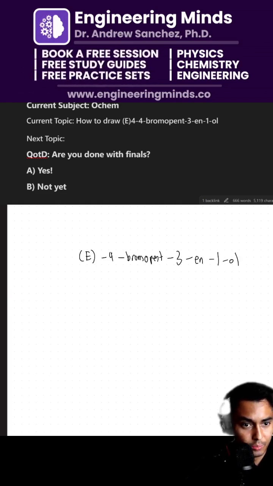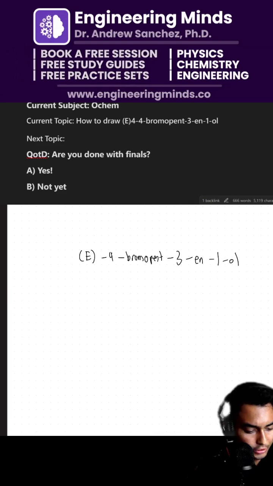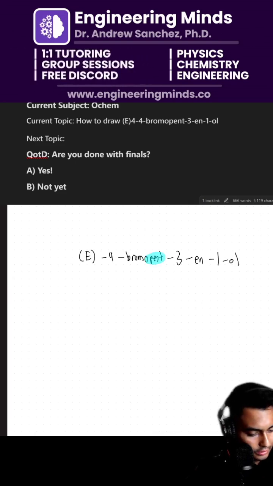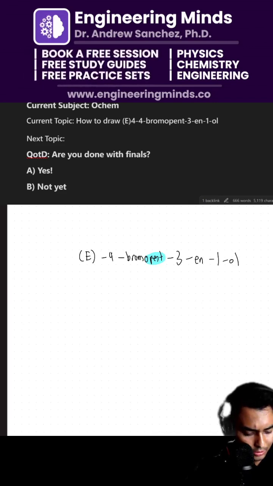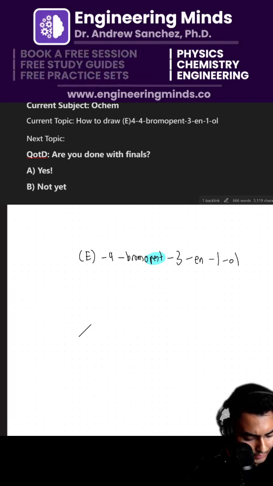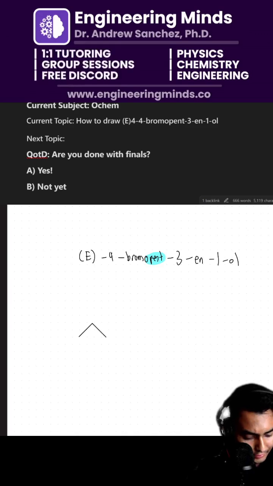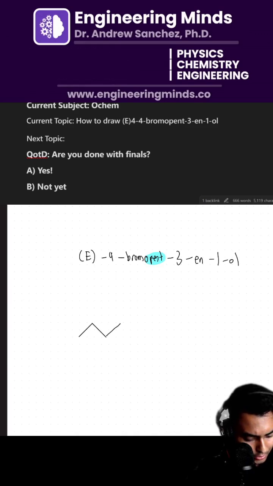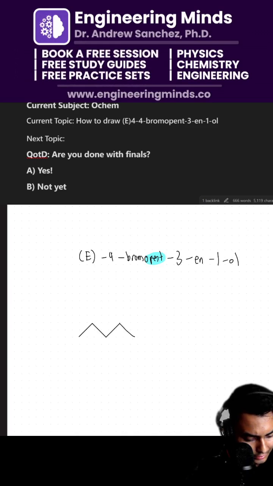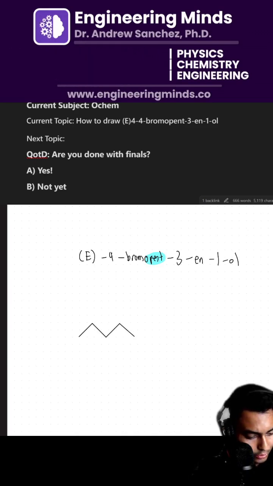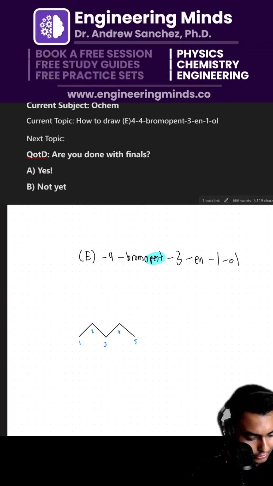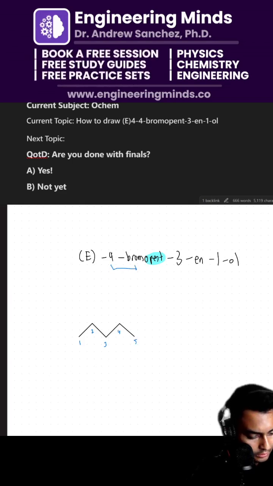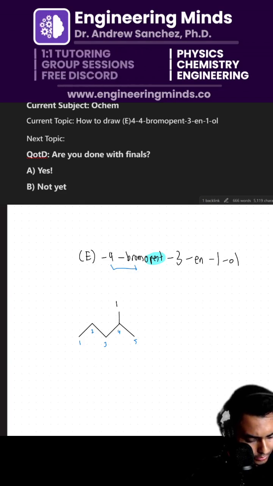So I see bromo, pent, so I'm gonna see pent first. I'm gonna help you get started on it, and then I'm gonna chime in with my Discord and see what they say. So I'm gonna say 1, 2, 3. Pent is 5. So I'm gonna say 1, 2, 3, 4, 5. And then I see 4. So I see 4 bromo. So I'm gonna put 4 bromo right here.